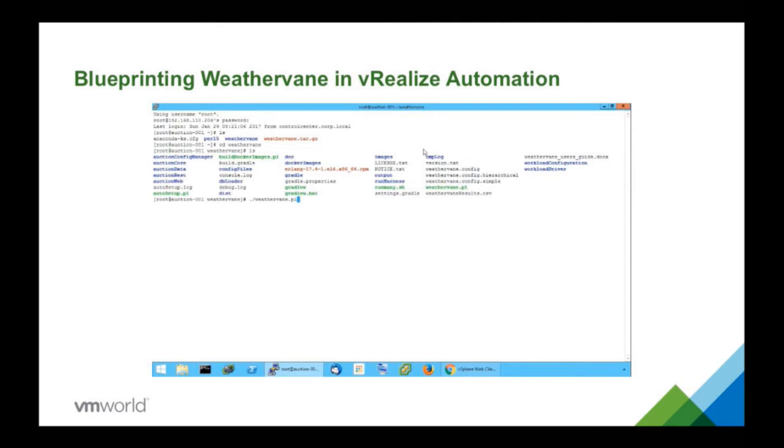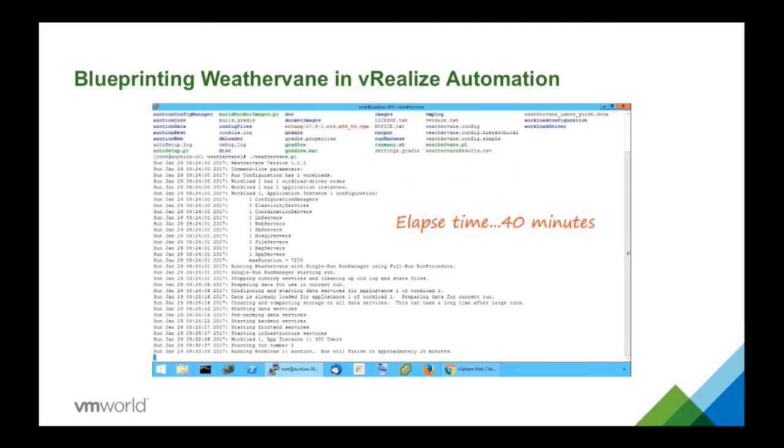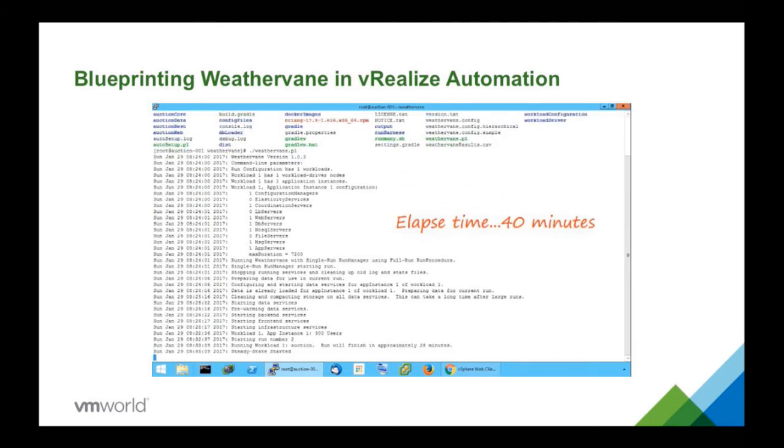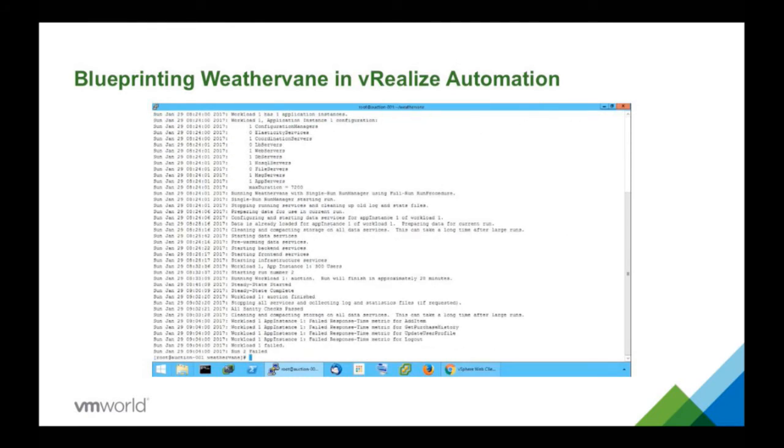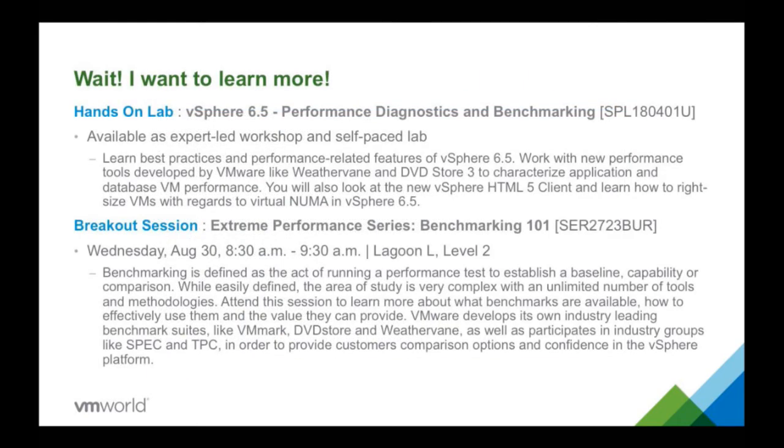So you can see everything is there. This one took about 40 minutes to run. And it was very similar, and it also had, unsurprisingly, very similar quality of service failures as well. And that's how you can very simply bring it up in vRealize Automation and blueprint it.